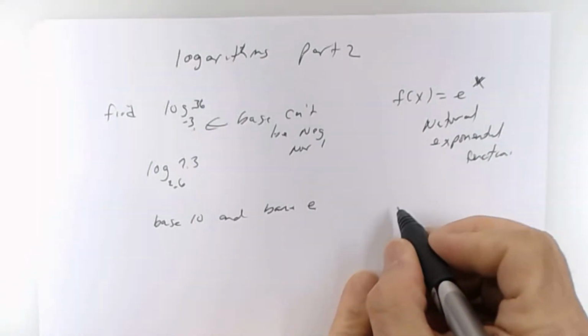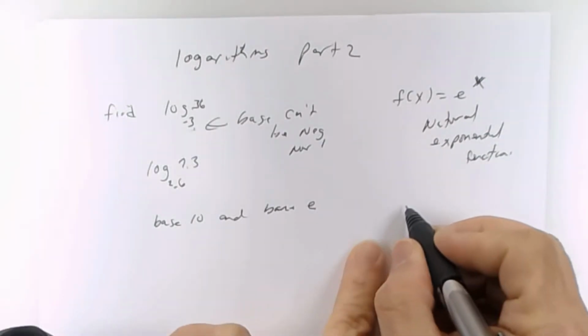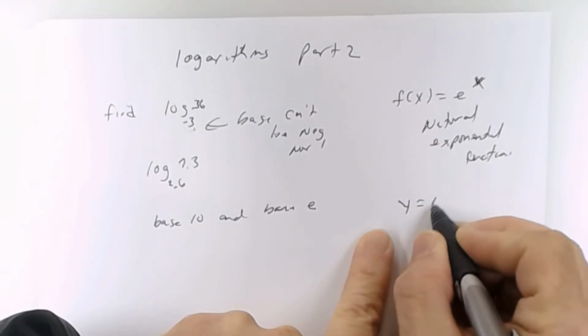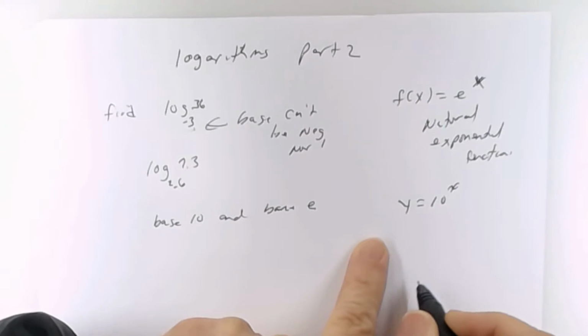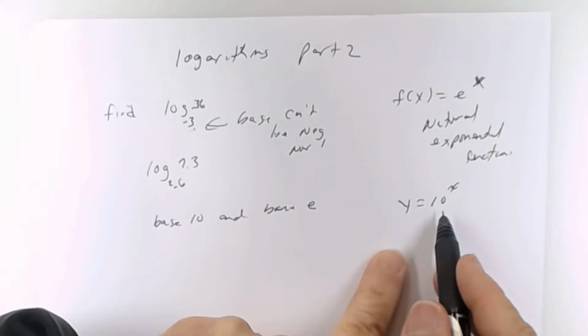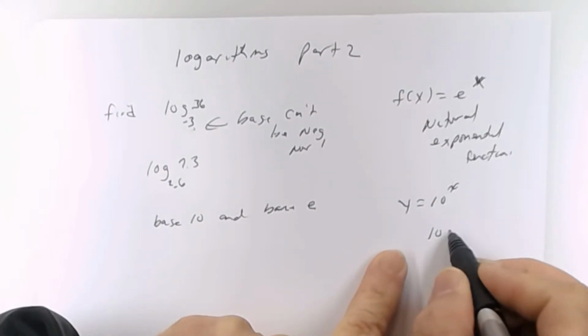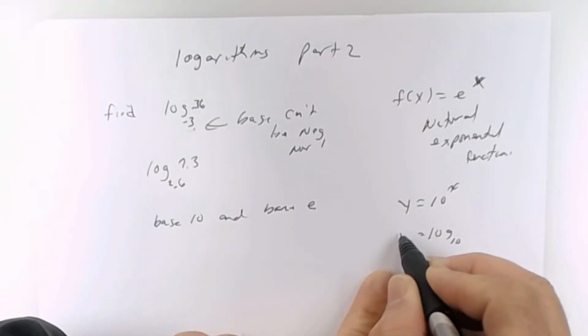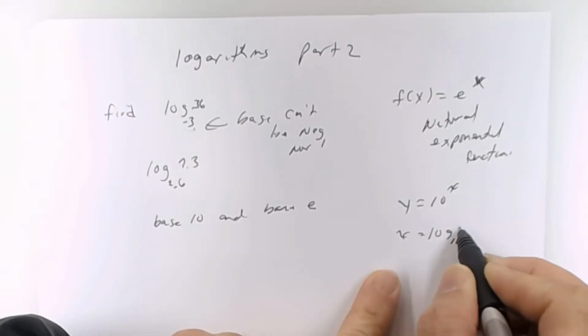So if I have y equals 10 to the x power, and I want to change this to the exponential, I'm sorry, it's already an exponential. I want to change this to the logarithm. I'm going to say log with what base? 10. So 10 to what power? X. And what's my argument? Y.